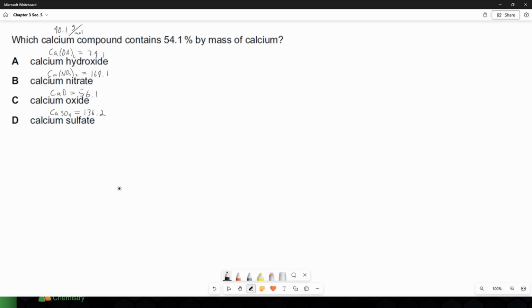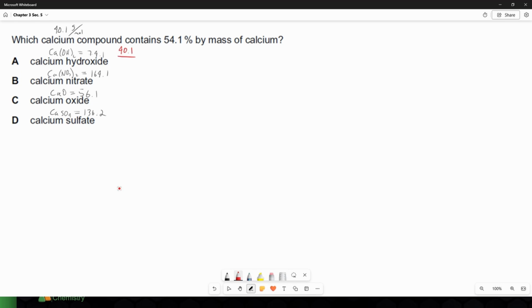So we can do this one of 2 different ways, and I'm going to show you both of them. The first way of doing this is just by you doing the ratio. All of these have 1 calcium. So in order to do this, we could just do the molar mass of calcium divided by the molar mass of the compound to get the percentage. So here this will be 40. Let me erase that and do a little better.